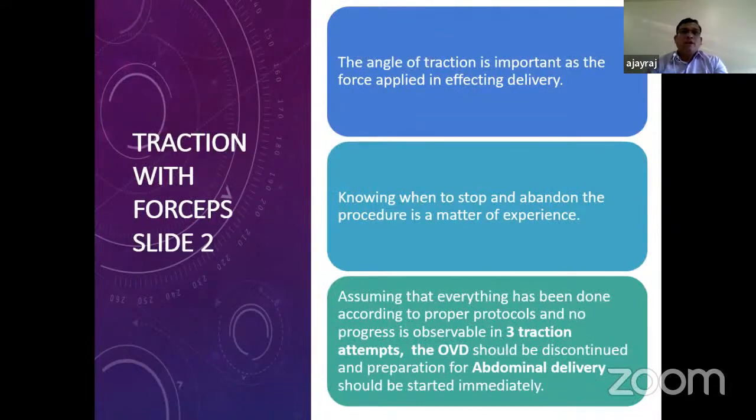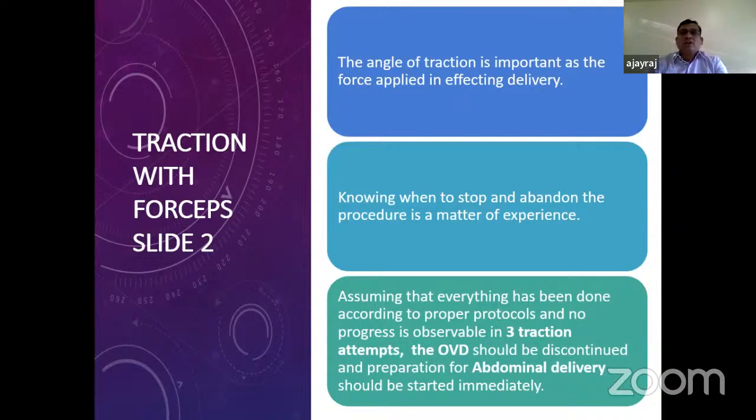Knowing when to stop and abandon the procedure is a matter of experience. So there is no criteria to describe here for when to stop. It is the skill and judgment of the operator to decide whether we have to go for the operative delivery or for cesarean section. Assuming that everything has been done according to proper protocols and no progress is observable, if three traction attempts have failed, then the operative vaginal delivery should be discontinued and preparation for emergency LSCS should be started immediately.